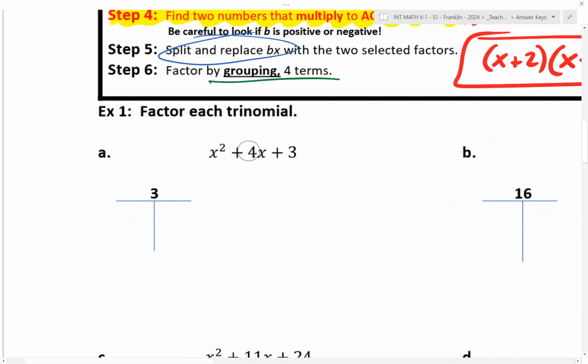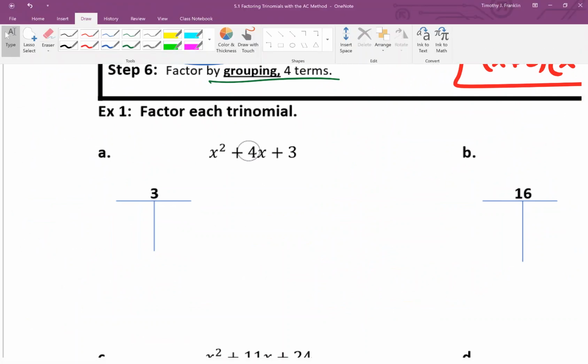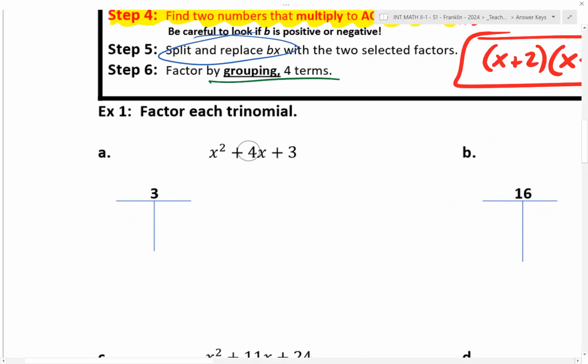So example A down here, we have x squared plus 4x plus 3. So what you want to do is multiply a times c, 1 times 3. That is 3, which is right here. And we want 2 numbers that multiply to 3 and add to 4. Well, the list of factors for 3 is pretty small. We only have 1 and 3, right? 1 times 3 is 3. And luckily, those 2 numbers do add to 4. 1 plus 3 is also 4.